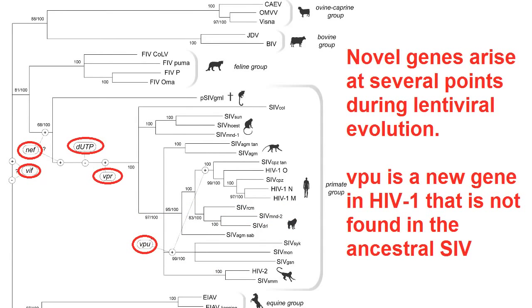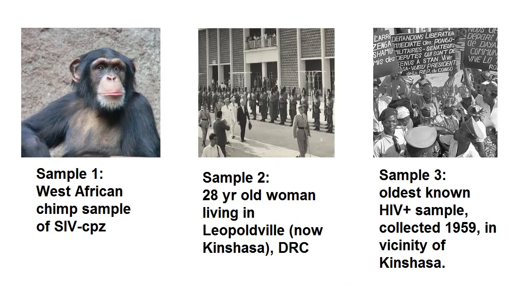This was my work, reconstructing the phylogeny of lentiviruses. It's one of the big questions in all of virology. Where do viruses come from? In the case of HIV-1, we have 3 samples to compare. One is taken from a wild chimp colony in Western Africa.